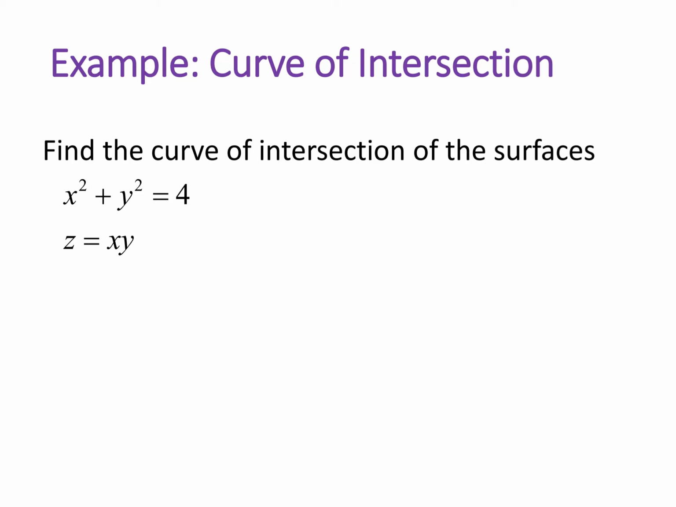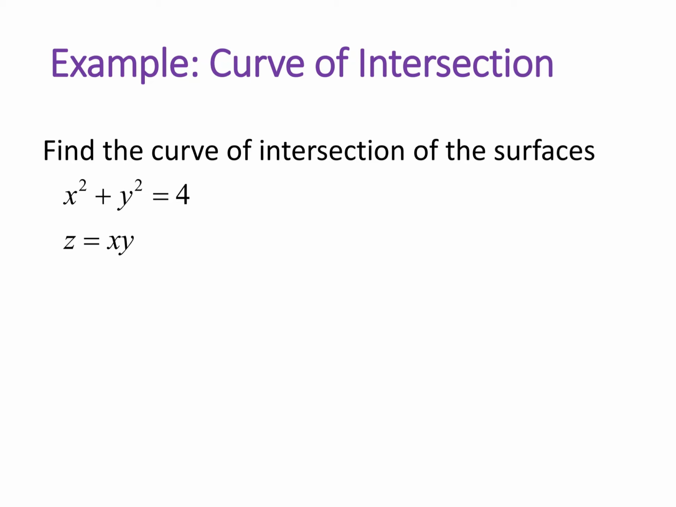Welcome. In the study of curves in space and vector-valued functions, one interesting application is trying to find the curve of intersection for two surfaces. We're going to look at an example where we want to find the curve of intersection of the surfaces x squared plus y squared equals 4, and z equals x times y.